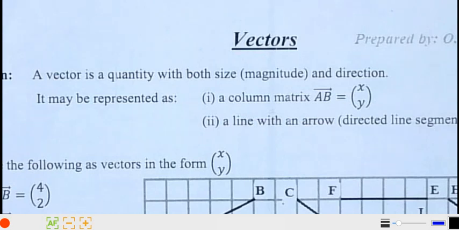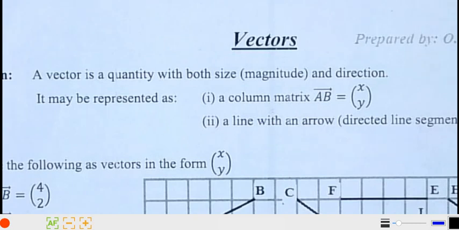Alright, so vectors. What is the definition of vectors? Anybody want to read that? A vector is a quantity with both size, magnitude, and direction. Right, so size is really magnitude, right? Like the magnitude of an earthquake, the size of the earthquake.